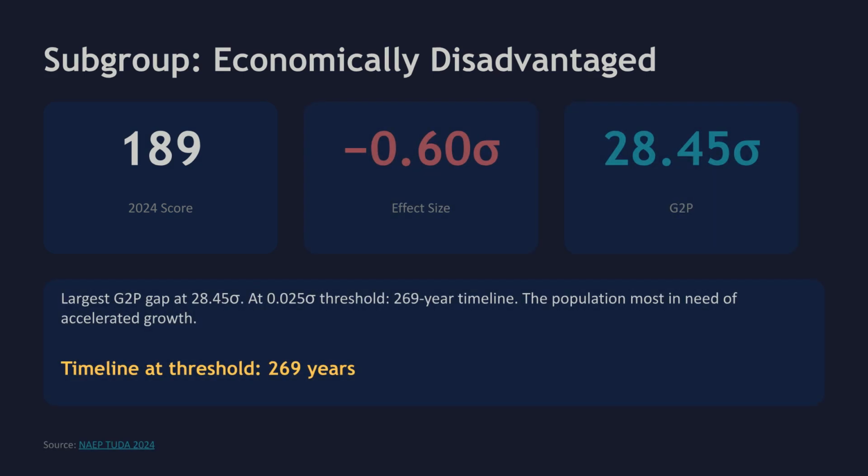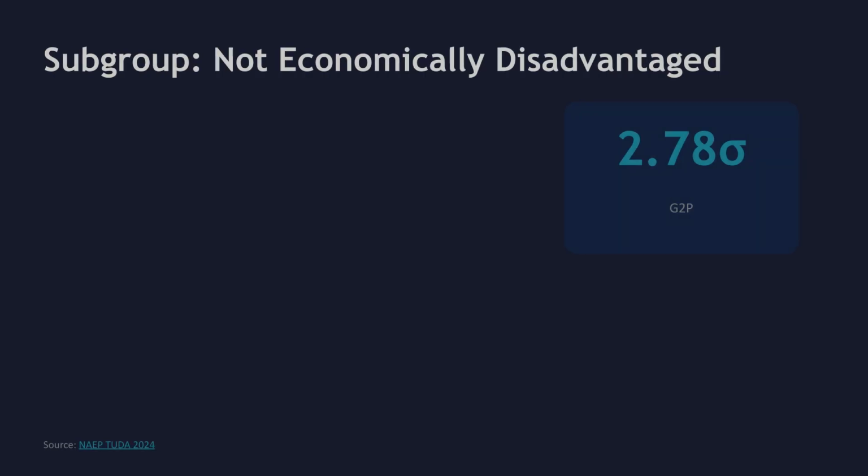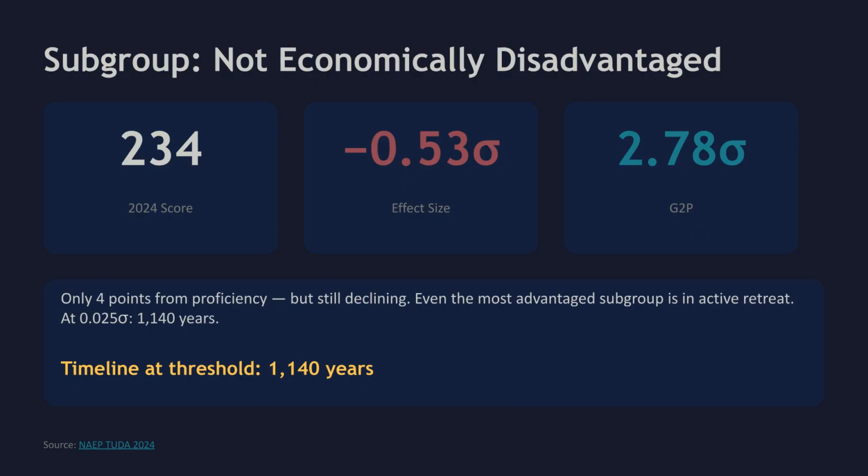The economically disadvantaged subgroup has a 2024 score of 189 and the largest G2P gap. With a -0.60 sigma effect size, this population is most in need of accelerated growth, facing a 269-year timeline at the threshold. Students who are not economically disadvantaged score 234 in 2024, only 4 points from proficiency. Yet their -0.53 sigma effect size means an effective 1,140-year timeline at the threshold.